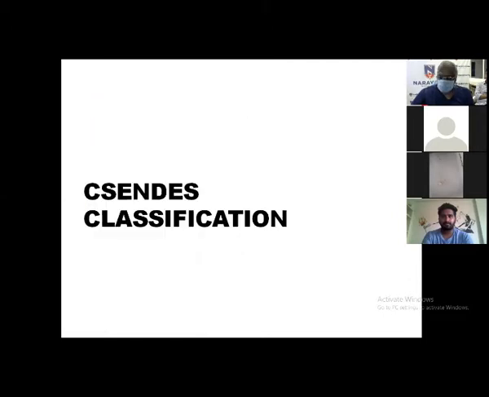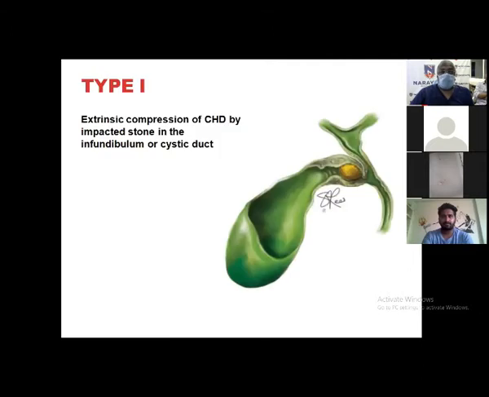Subsequently, Csendes classified into 5, with type 4 divided into 4A and 4B, or type 5 into 5A and 5B. So this is a simple stone impacted, with an intact CBD. The whole of the cystic duct is cloaked over it. This can be treated by a simple cholecystectomy. I'll come to that subsequently, and it is only causing a partial obstruction of the CBD here.